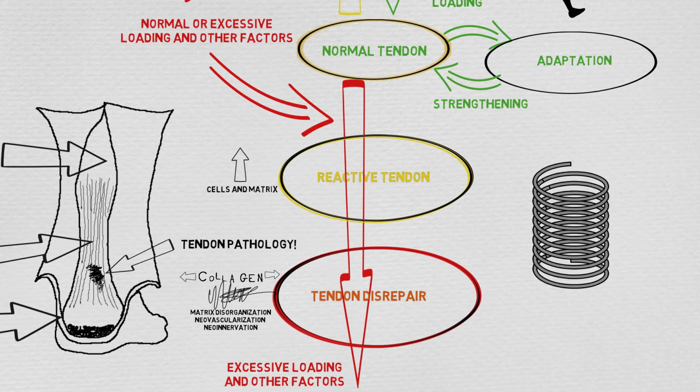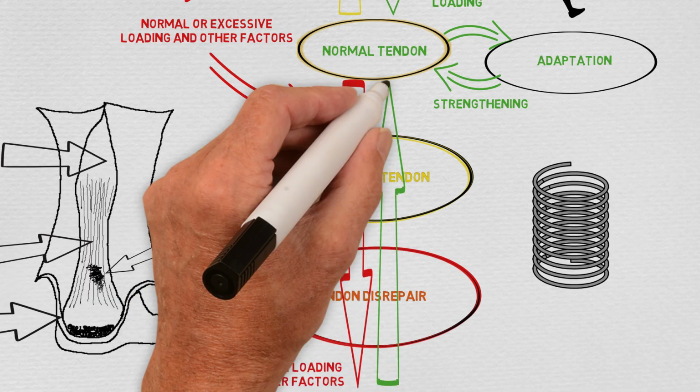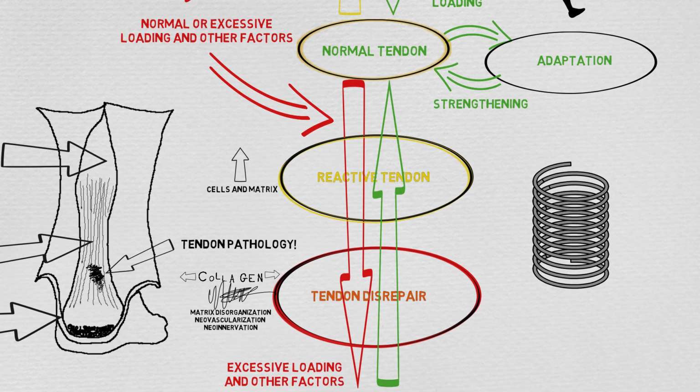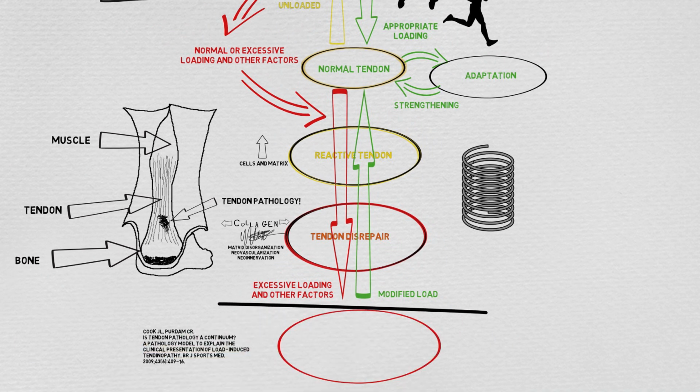The reactive tendon, or that in disrepair, can move back along the continuum towards normalcy if loading is modified and controlled. However, if this does not occur, the tendon can become degenerative. Here we start to see cell death in the affected portion of the tendon. However, rehab can still target the unaffected part of the tendon, so all is not lost.